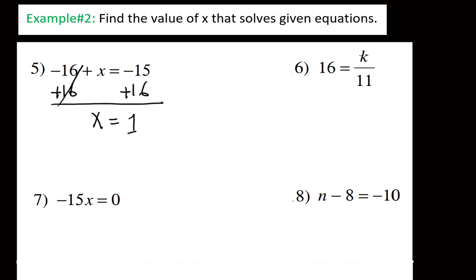16 equals 1k divided by 11. Similar to the earlier problem, we will multiply 11 left and right. Eleven times 16 is 176 equals. 11 divided by 11 is 1, then it's 1k.